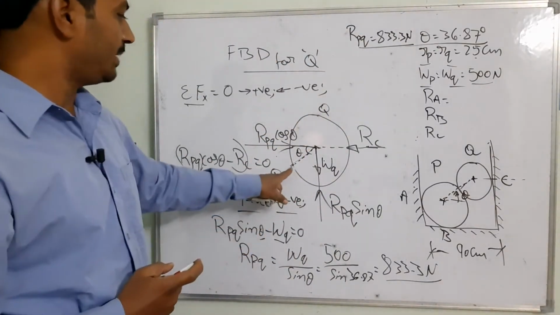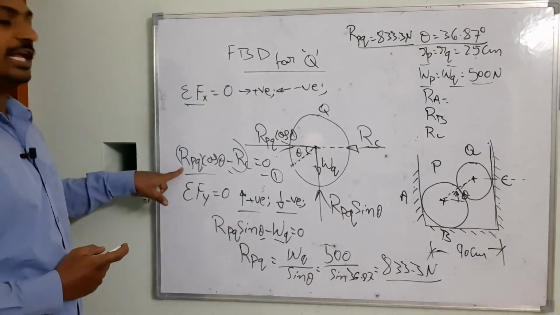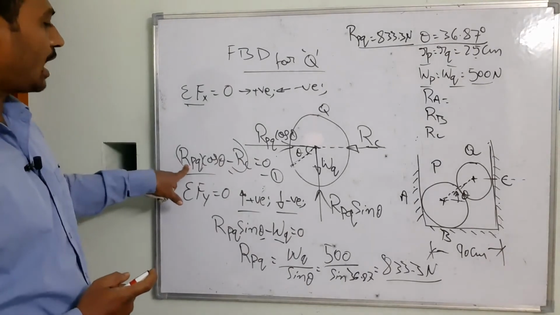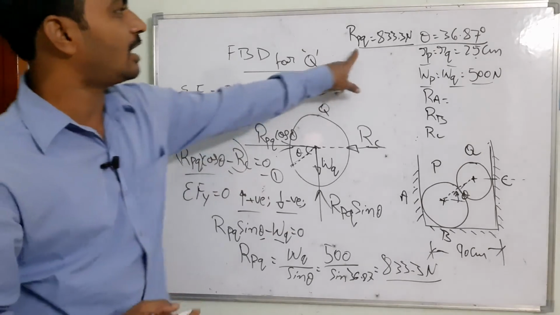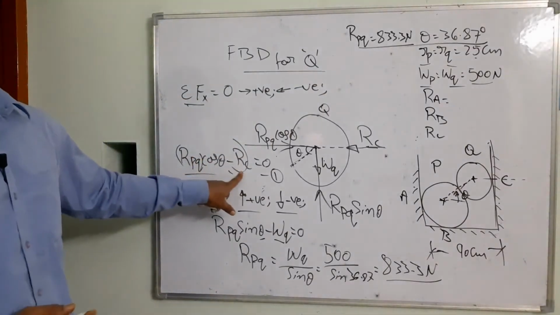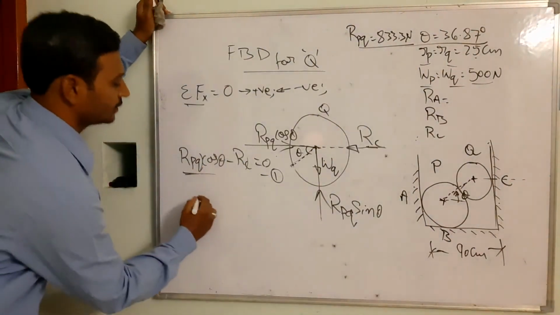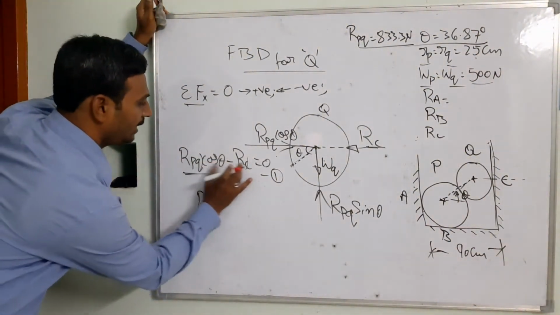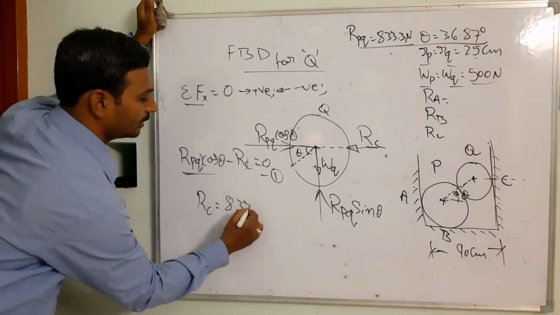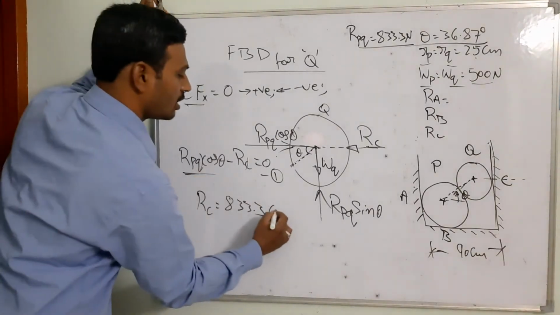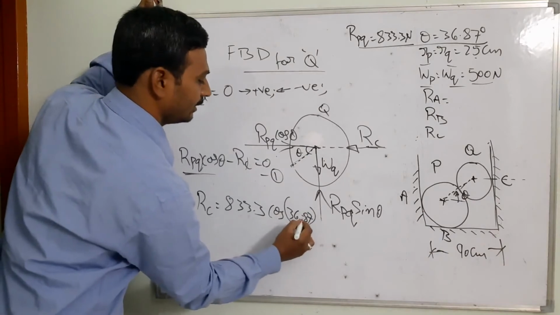Now once I have my R_PQ, I am going to substitute it in this first equation. Can you see? This equation is R_PQ cos theta minus R_C equal to 0. If I substitute R_PQ in this one, then I can get the R_C. Taking it towards the right side, R_C is equal to R_PQ, which is 833.3 newtons, times cos 36.87 degrees. Can you see?